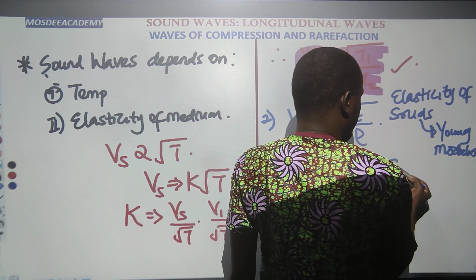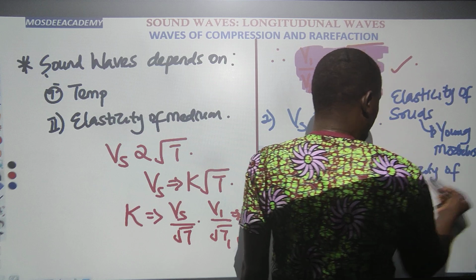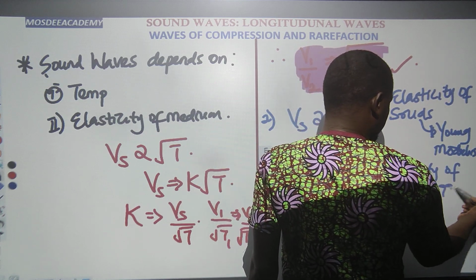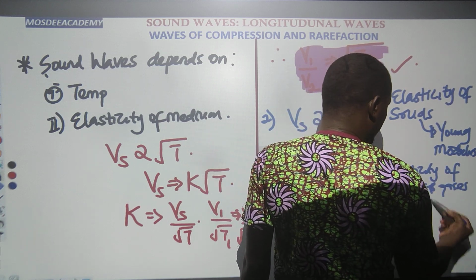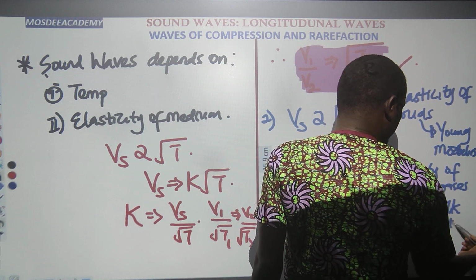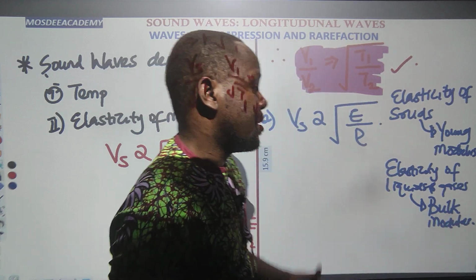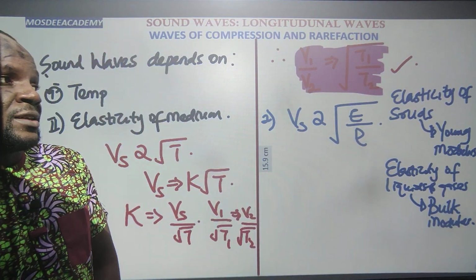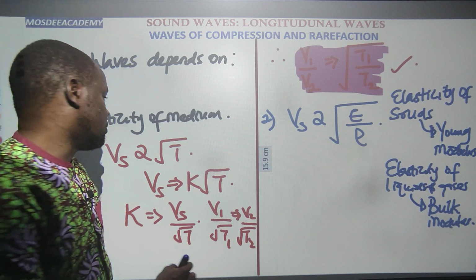But when we talk about elasticity of liquids and gases, we talk about what we call the bulk modulus. So these two things are going to be used when we are solving questions. It's important we keep this at the back of mind. Elasticity of the medium is E, whereby when it is solid, it is Young modulus, which is stress over strain from junior classes.